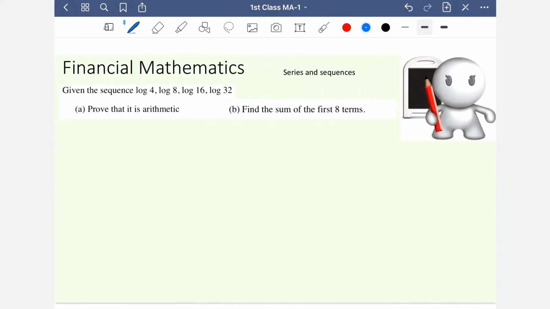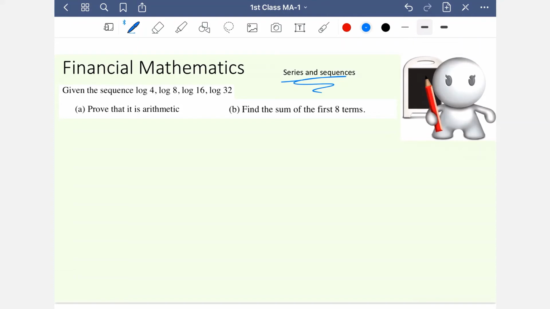Alright, so now we move on to financial mathematics, and what we have is our understanding of series and sequences. Could I please make mention that both for arithmetic and for geometric series, your formulas are given, as well as the sum to infinity formula. So please make sure that you use your reference sheet.